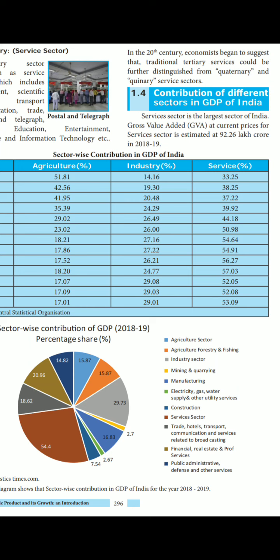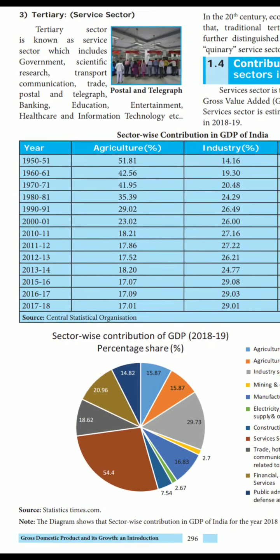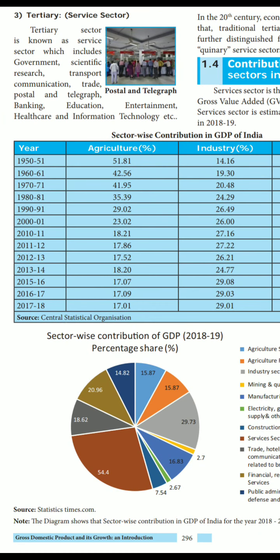So 2018-19, what was GVA? GVA means gross value added. That is 92.26 lakhs. So what do you understand about this tabular column? This is the sector-wise contribution in GDP of India, and they have mentioned the year, isn't it? Three sectors, agriculture sector, industrial sector, service sector, each one was mentioned only in percentage. So this tabular column clearly explains the statistical organization of these three sectors. Okay, that is in percentage.